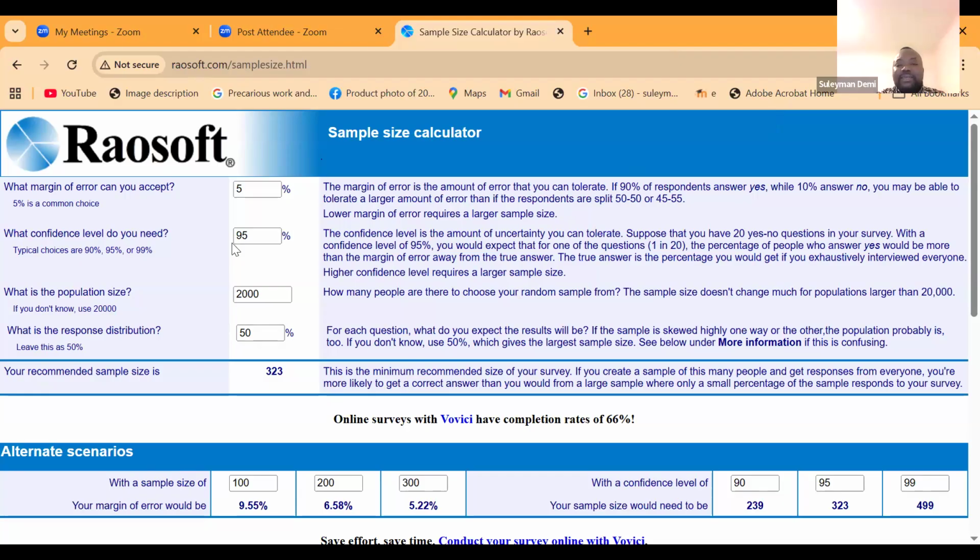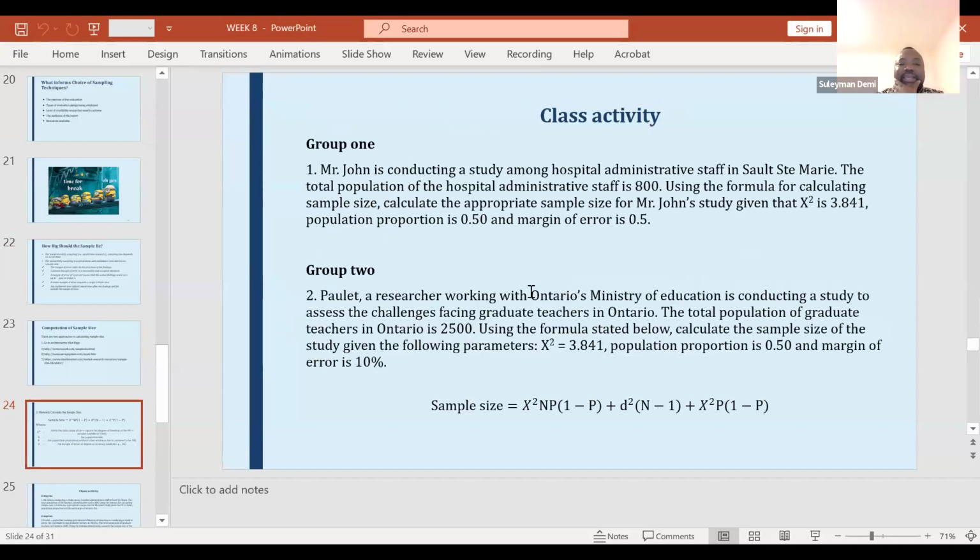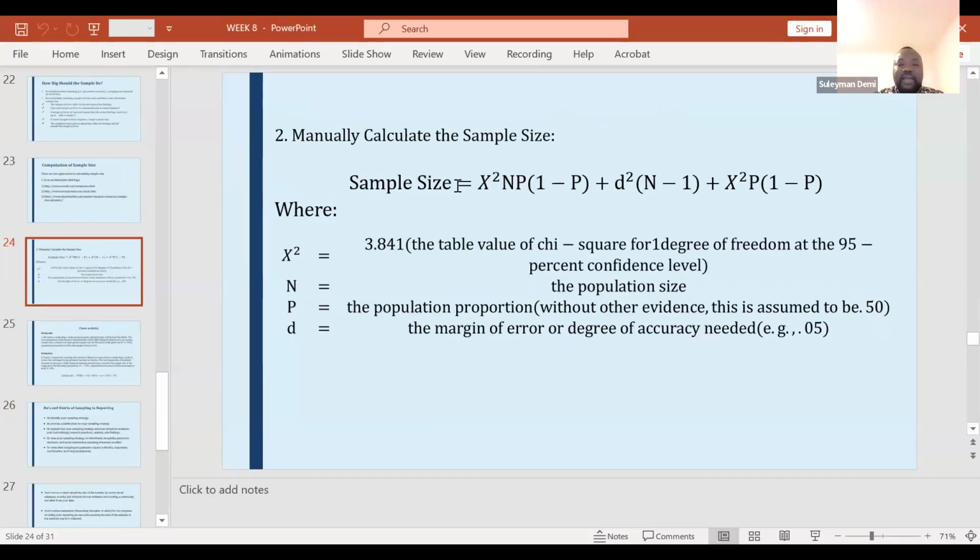Okay, let's look at other means by which you can calculate samples. These are mostly in quantitative research. Is that okay? So there are various calculations. This one calculation is one of the examples. Chi-square N P (1 minus P) plus D square (N minus 1) plus chi-square P (1 minus P). So here it will define the various elements.